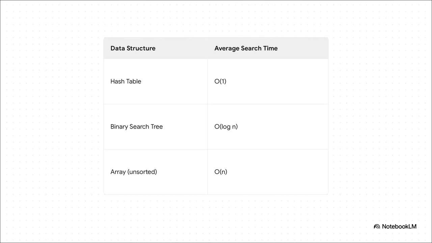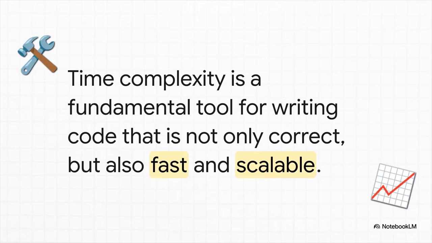The way you choose to store your data, what we call a data structure, is completely tied to this. If you know you're going to be doing a lot of lookups, you might use a hash table because it gives you that near-instant O(1) search time. If you have a huge sorted list of items, a binary search tree lets you use that super fast O(log n) divide and conquer search. But if you just dump everything into a basic unsorted array, you're stuck doing that slow O(n) linear search every single time.